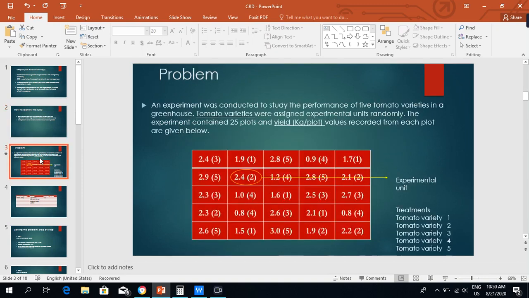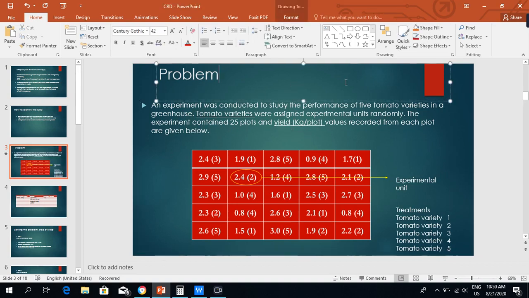Next, I am going to show you a problem. An experiment was conducted to study the performance of 5 tomato varieties in a greenhouse. Tomato varieties were assigned to experimental units randomly. The experiment contained 25 plots and yield values recorded from each plot are given below. In here, what are our treatments? Our treatments are tomato varieties, and our dependent variable is yield.